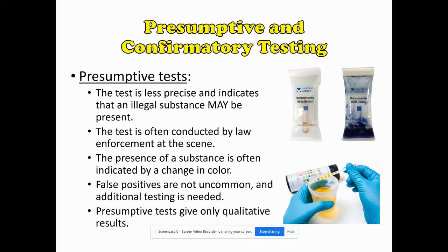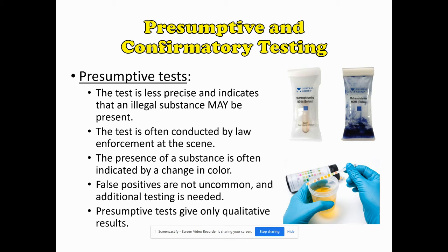The reason why presumptive tests are done is because they're cheap. They can be done quickly. They do not require a lot of training. This would be enough to have you arrested and charged with the substance, but it is not enough to necessarily convict you, right? Because if this was the case, your lawyer would want to move on to something called confirmatory testing, as we'll talk about in a moment.